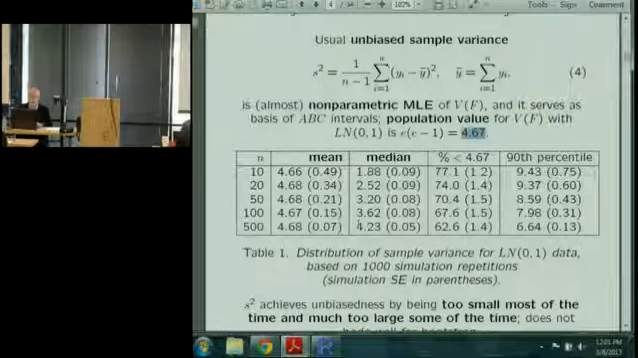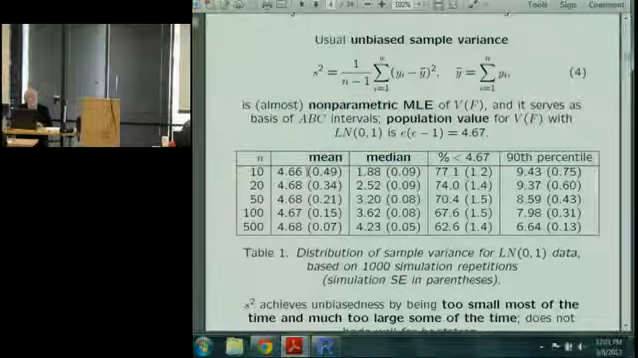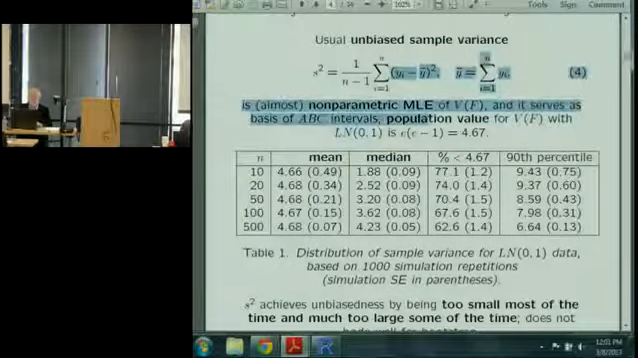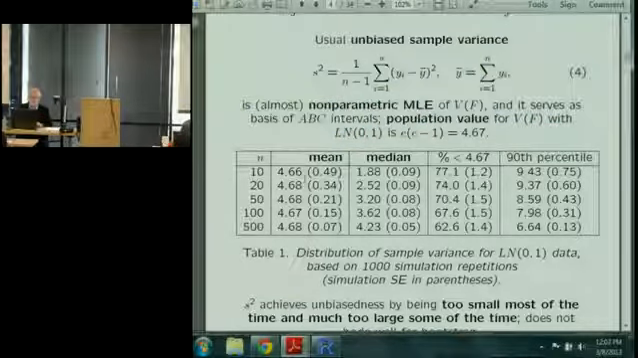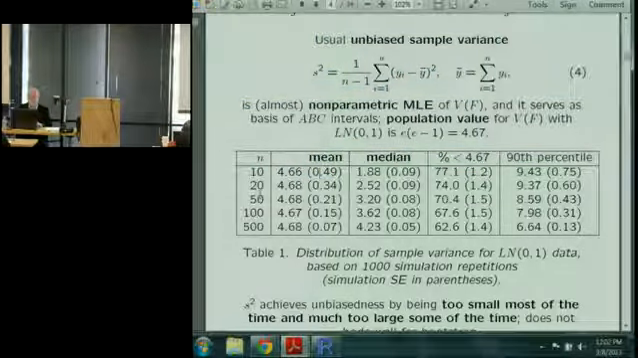So I did 1,000 simulation repetitions of choosing samples of size 10 from the standard log normal distribution and computing the sample variance each time. Because the sample variance is unbiased, unless there was something wrong with my simulation, this number has to be really close to 4.67. And similarly for every number in that column, and it is. So that's good. And these are simulation standard errors, and they should go down with more data in each sample, and they do, because I have more observations in each sample. So you can see they go down in a monotone way.